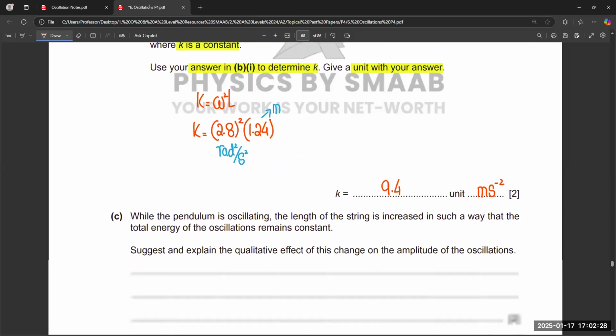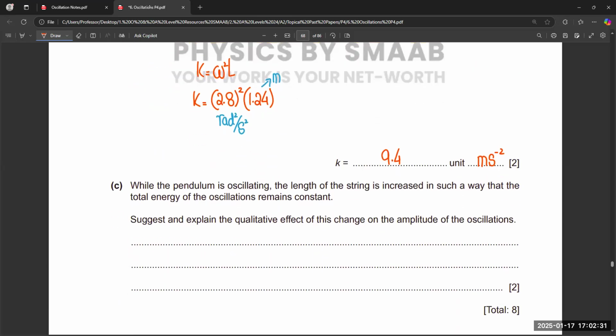And the final part is: while the pendulum is oscillating, the length of the string is increased in such a way that the total energy of the oscillations remains constant, and suggest and explain the qualitative effect of this change on the amplitude of the oscillation. So we increase the length, total energy is the same, qualitative effect of this change on the amplitude of the oscillation.